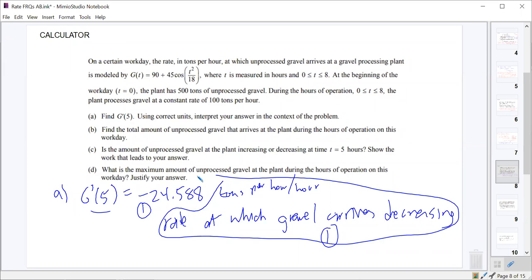Part B wants us to find the total amount of unprocessed gravel that arrives during the hours of operation, which is apparently 0 to 8. So that'll just be the integral from 0 to 8 of G of t dt. And that should be 825.51 tons. They gave you one point for the integral setup and one point for the answer for that one. Nice, easy points for part B. Good or no?